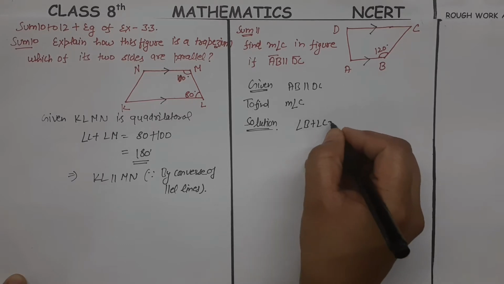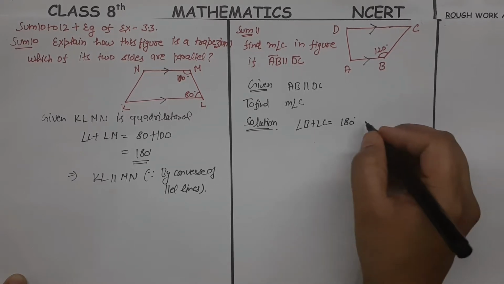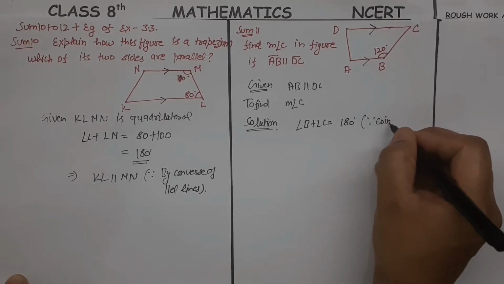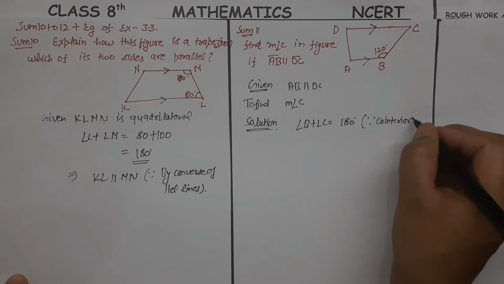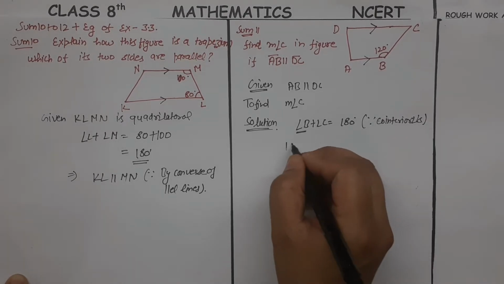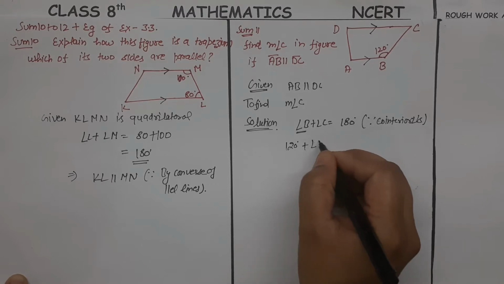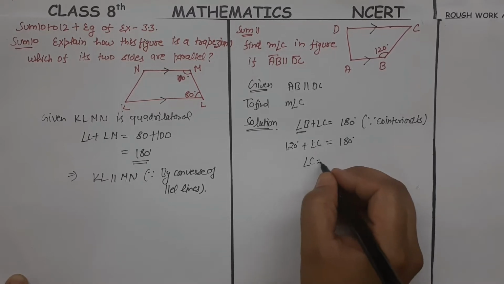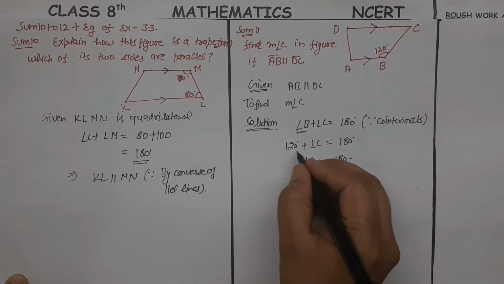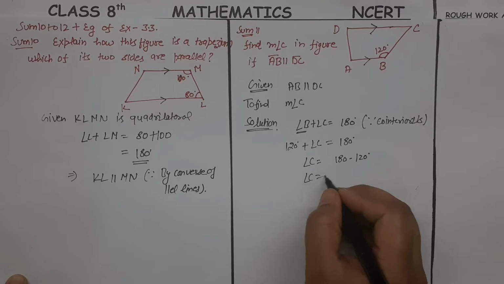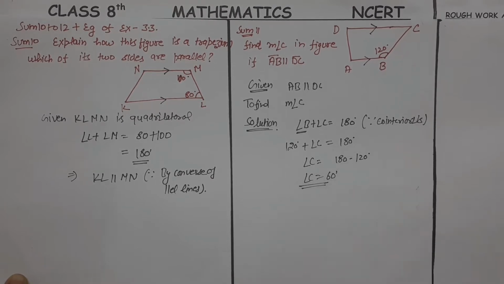Angle B plus angle C equals 180 degrees. Give the reason why it is 180. That's why, co-interior angles. Angle B is 120, angle C the same. Solving, 120 goes to the right hand side. It becomes 60 degrees.